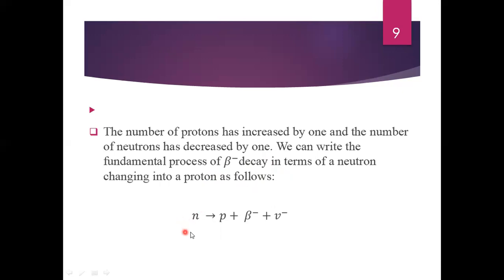So basically the beta decay is the conversion of a neutron into a proton, and the conversion of the neutron releases a beta particle and antineutrino.